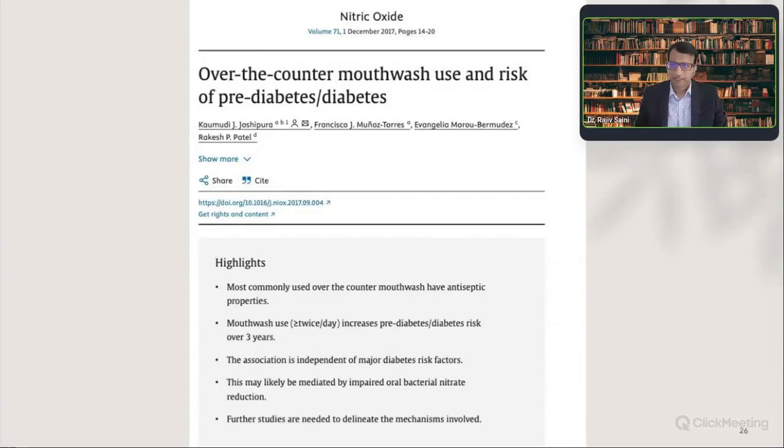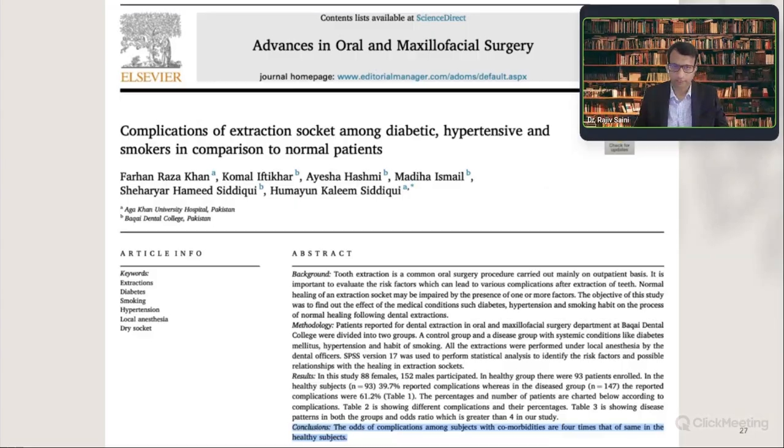Also, there are studies that mention that over-the-counter mouthwashes increase the risk of pre-diabetes because they contain a lot of sugar. So that's also very bad from a healing perspective. There's another study that mentioned that if the patient has certain comorbidities, such as being diabetic, hypertensive, or a smoker, there is a four times greater likelihood of getting dry socket compared to a normal healthy person without any systemic conditions.